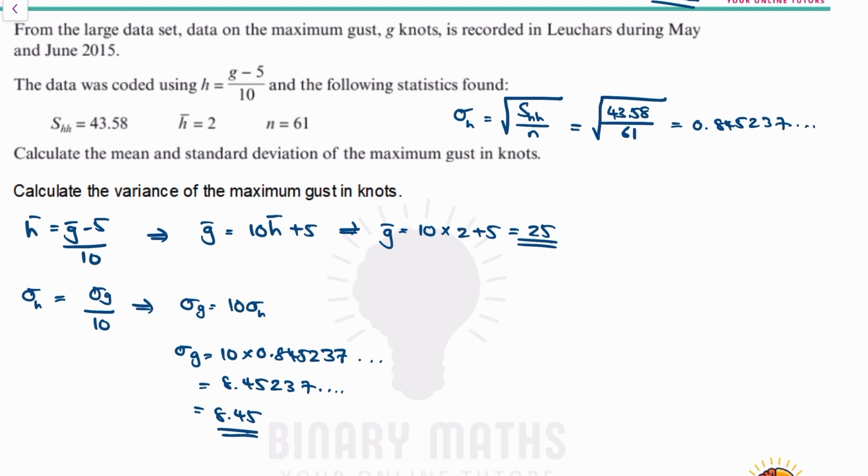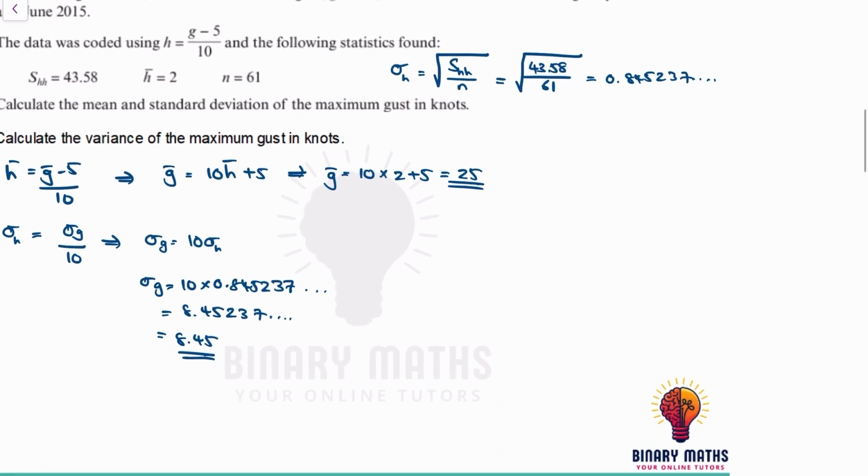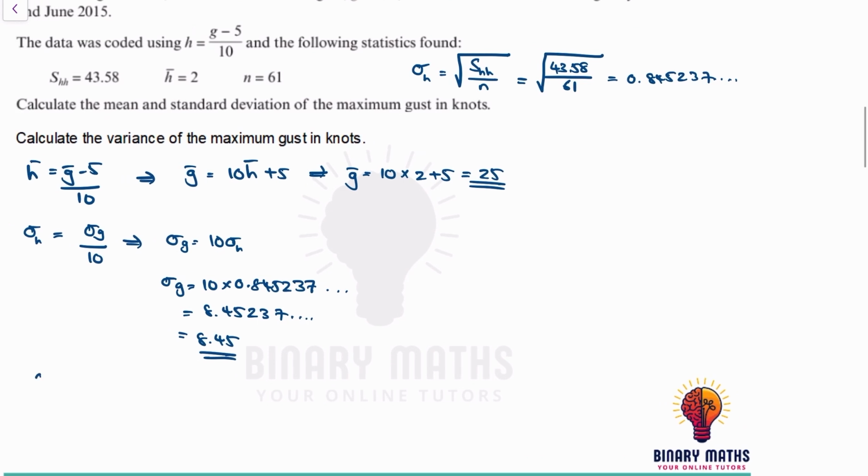Okay, calculate the variance now. So sigma of H squared is equal to sigma of G squared, which is the variance, over 10 squared, which is 100, which implies the variance of the original data is equal to 100 times sigma of H squared.